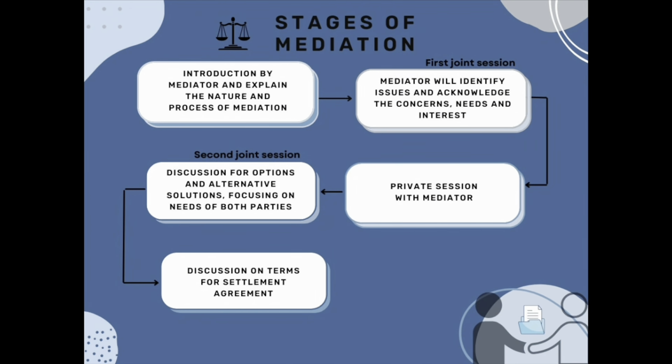After the private session ends, the mediator will invite both parties for a second joint session where they will discuss options and alternative solutions, focusing on the needs and interests of both parties. If they are able to resolve the dispute, the mediator will advise them to enter into a settlement agreement. If it is unsuccessful, the mediation session is dismissed.